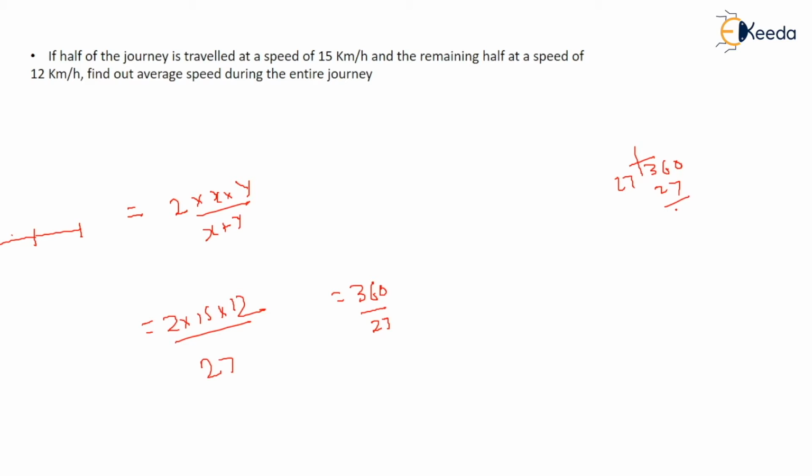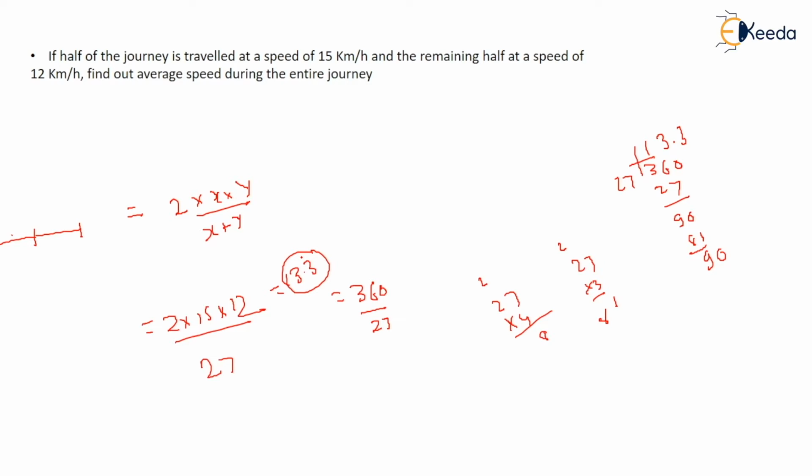27 subtracting 90 and 27 into 4, 28. 27 into 3, 81. 81 goes, this comes out to be 1, this comes out to be 3, and the rest is 9, 0, so 13.3. So 13.3 will be your answer.